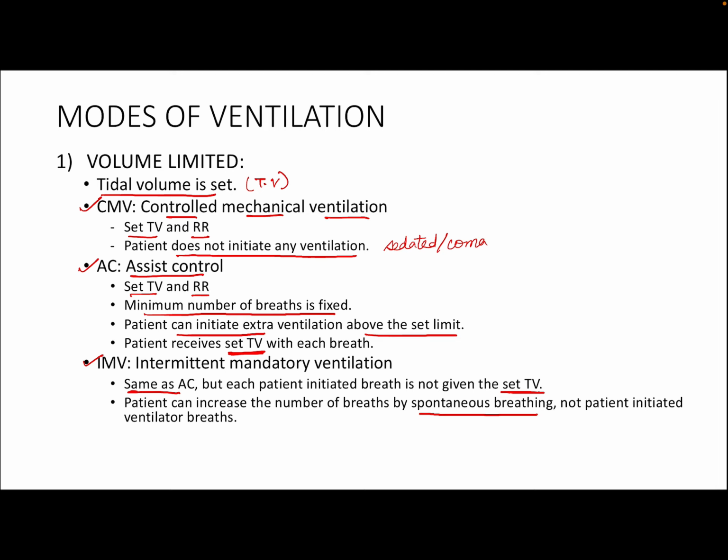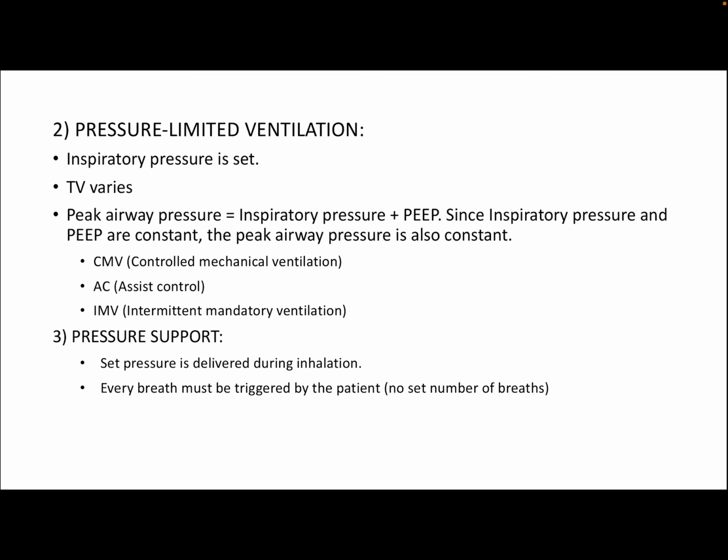So for example, if the minimum limit is 10 breaths per minute, the patient takes an extra 5 breaths, then in each of those extra 5 breaths, the volume will be whatever that patient can take, and it will not be the set tidal volume. Alright, so these are the three types of volume limited mode of ventilation. The second type is pressure limited ventilation.